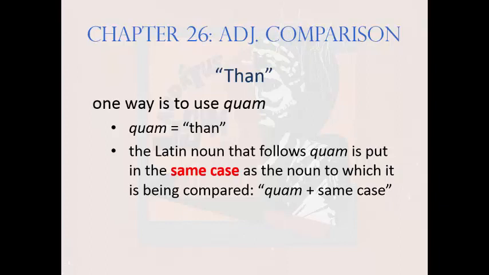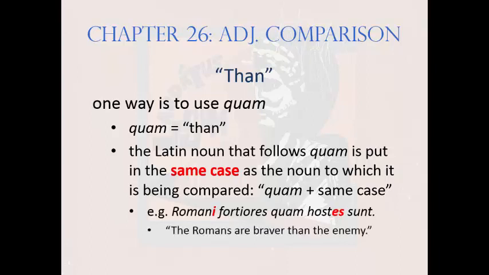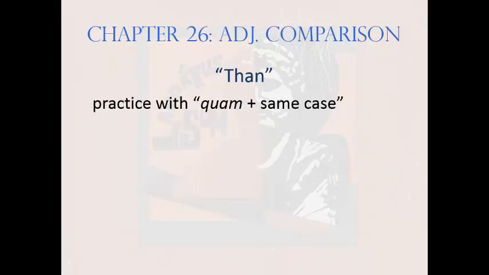We're going to use this convention when a noun operates this way. If I underline such a word and ask you, what case and why? You give the case, whatever it may be, and then say quam plus same case. For instance, Romani fortiores quam hostes sunt, meaning the Romans are braver than the enemy. Hostes is nominative here because it's being compared to Romani, the Romans, which is the nominative subject of the sentence. Let's practice that a little.